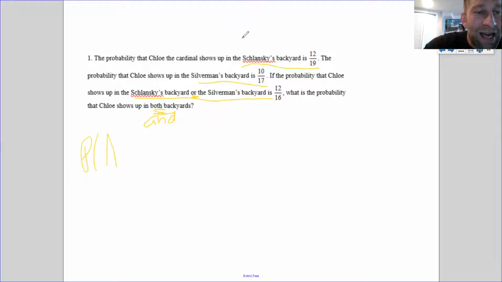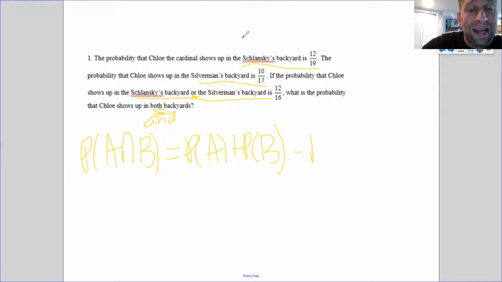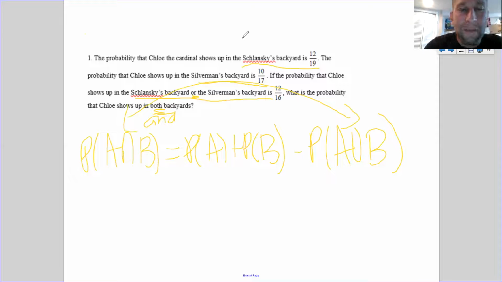P of A and B equals P of A plus P of B minus P of A or B. These two could be interchanged depending on which one you're finding. If you're finding and, then put and there. If you're finding or, you'd put or there. So we're trying to find P of A and B.